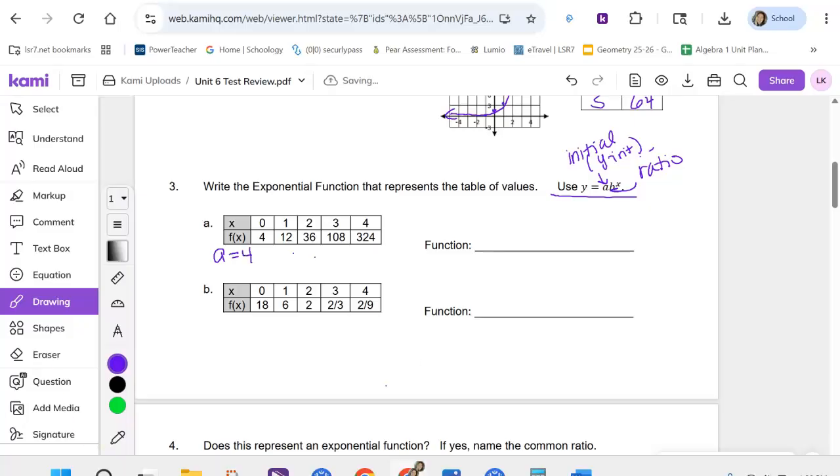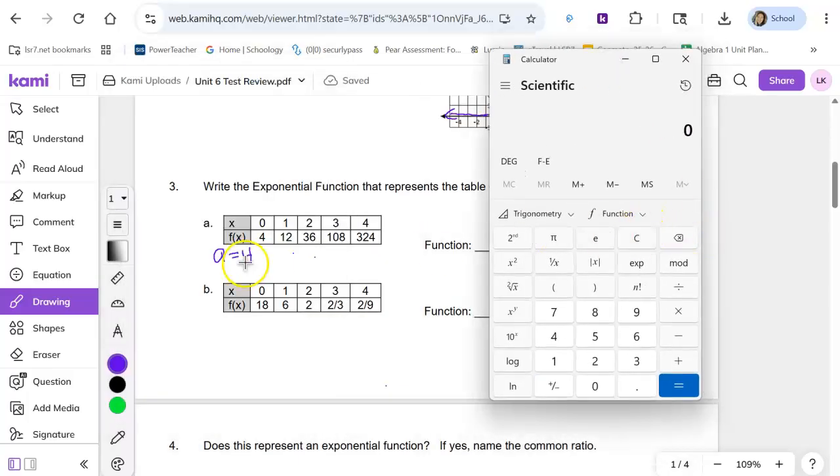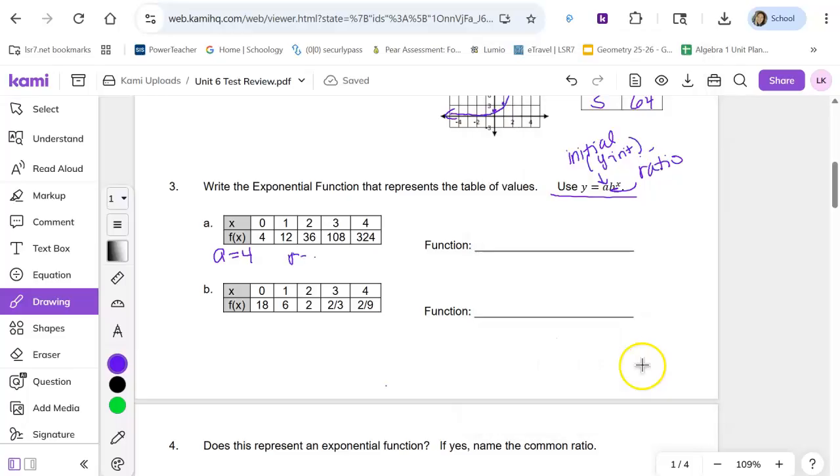Then I need to find my ratio, and I can do that by putting this in the calculator. So I'm going to take 12 divided by 4. That's 3. So if I take 3 times 12, I should get 36. And then I take 36 times 3, I should get 108. Yep, so my ratio is 3. So my function would be y equals 4 times 3 to the x power.